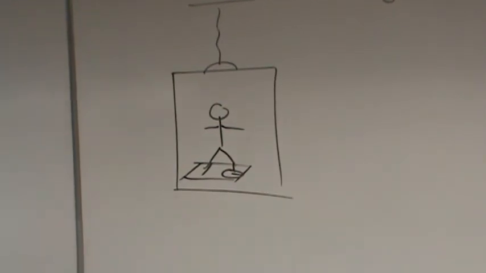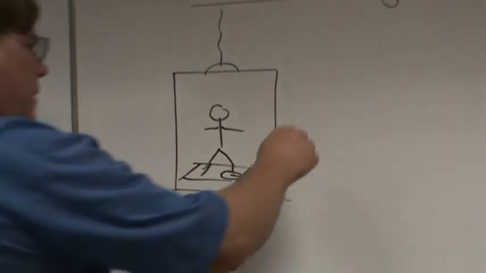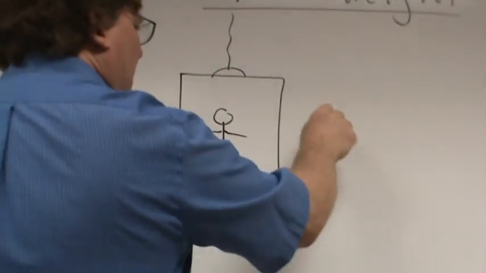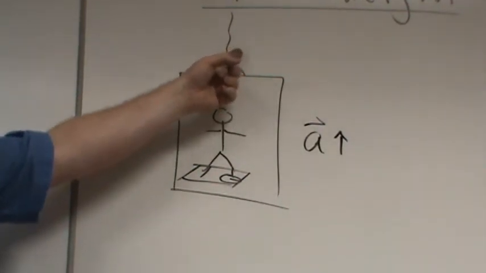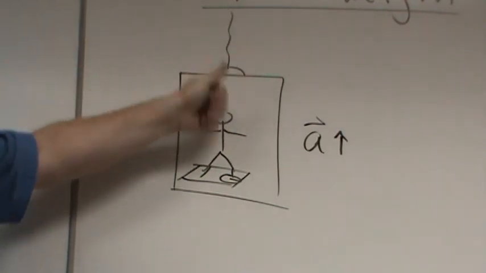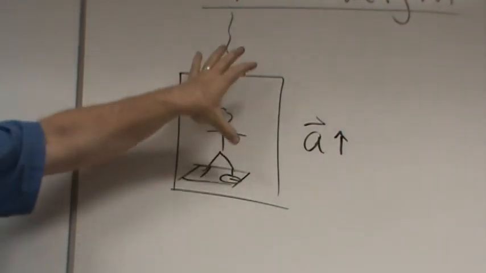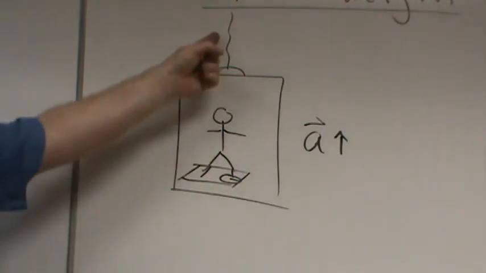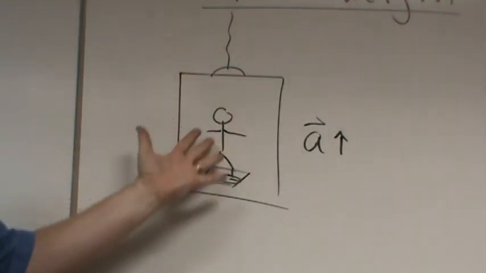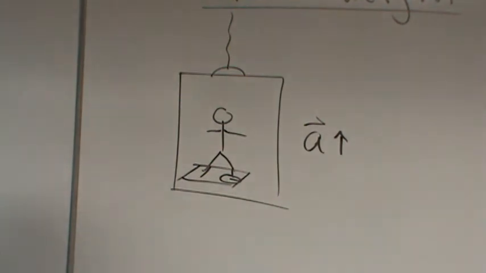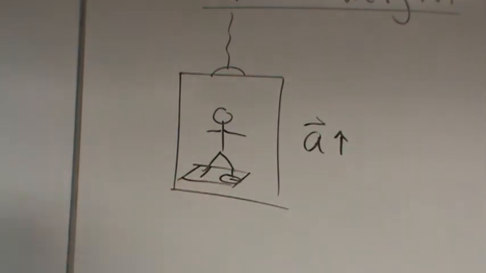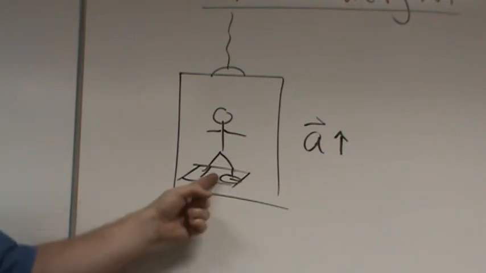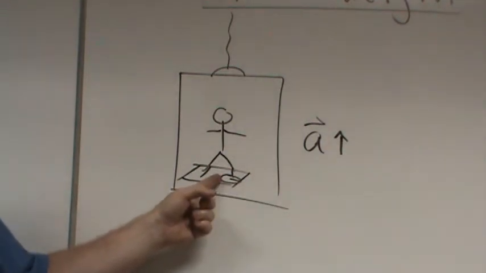Alrighty. Let's say this elevator is accelerating upward. The force that's accelerating the elevator upward is the cable, right? The cable's attached to the elevator, and the cable pulls on the elevator, and the elevator goes up. But the cable's not attached to me. Tell me, what force is making me accelerate upward? Good, the floor, except I'm not even in contact with the floor. What am I in contact with? The scale.